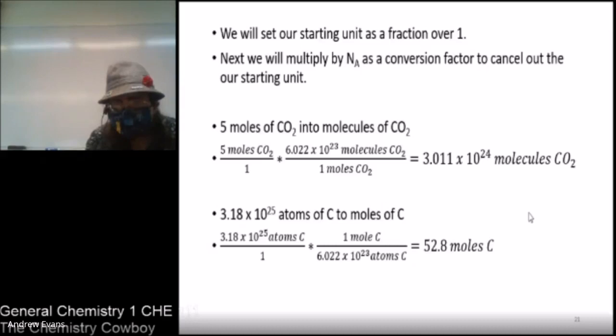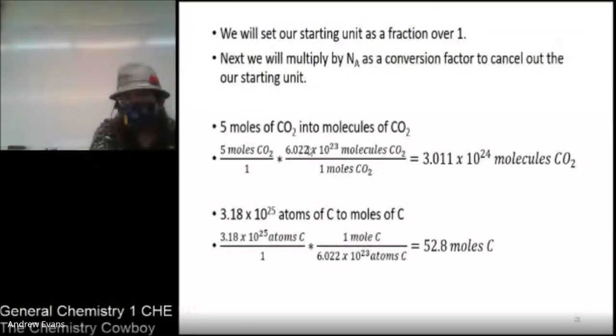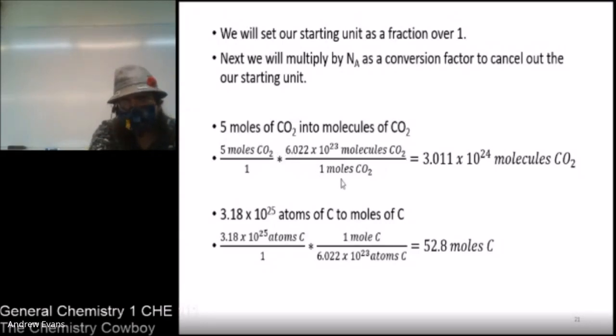So we'll start usually with our starting unit as a fraction over 1. And then we're going to multiply by Avogadro's number as the conversion factor to cancel out our starting unit. So our basic example here is, if I had 5 moles of carbon dioxide, CO2, we remember it's a bimolecular. C with 2 O's is carbon dioxide. But I wanted to turn 5 moles into molecules. I set up 5 moles over 1, and I'm going to multiply by Avogadro's number so that moles on top cancels moles on bottom, and what we're left with is only molecules.